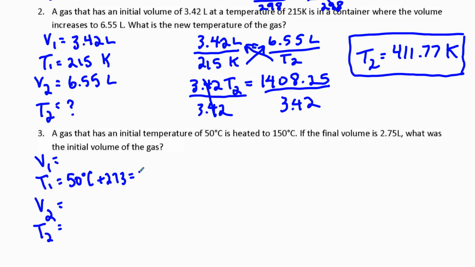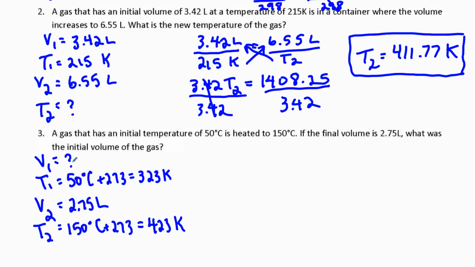So it becomes 323 and is heated to 150. So that's our final temperature, or our T2. We're going to change that to Kelvin so we don't forget. That becomes 423 Kelvin. The final volume, so that's going to be V2, is 2.75 liters. What is the initial volume?